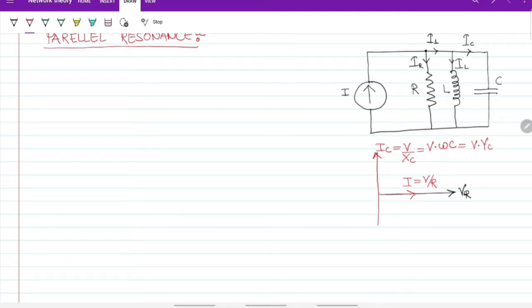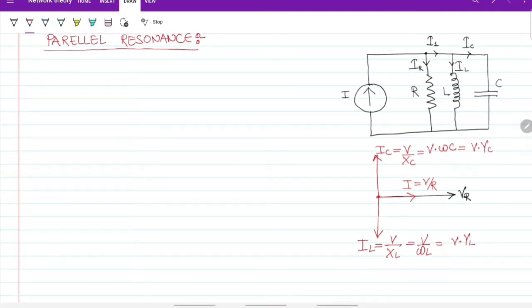Similarly, IL will be in lagging nature. It will lag voltage by 90 degrees, and this is V divided by XL. So we can write this as V by XL, XL is omega L, or we can write this as V into YL. Okay, this is the admittance value.